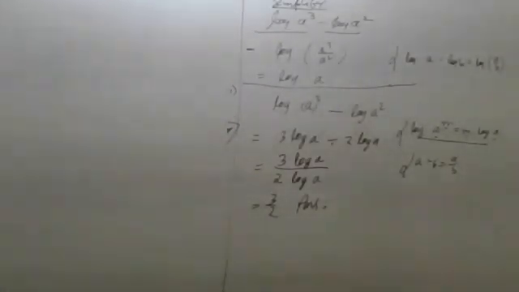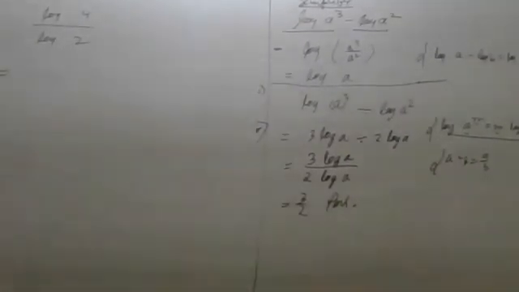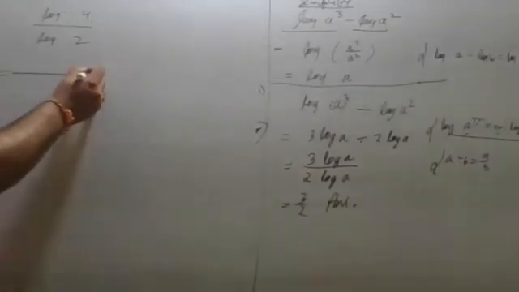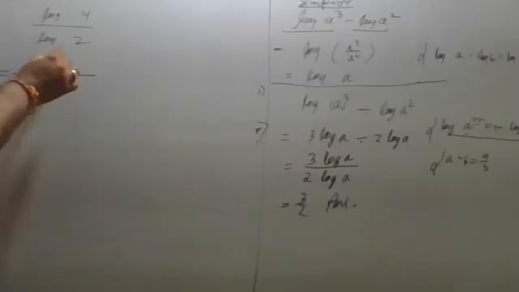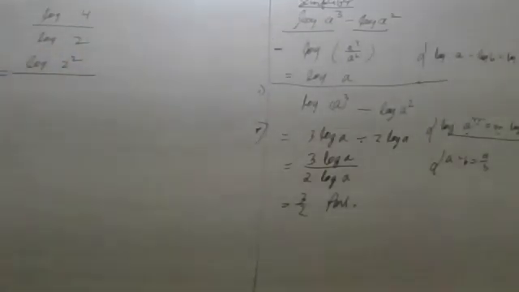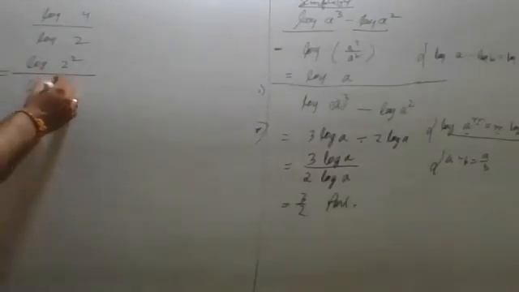Next. Yes, you. Third. Log 4 over log 2. So you have to tell how to solve this question. How to solve the question log 4 over log 2. Is there any relation between 4 and 2? Can we write 4 as 2 square? So log 2 square upon log 2.